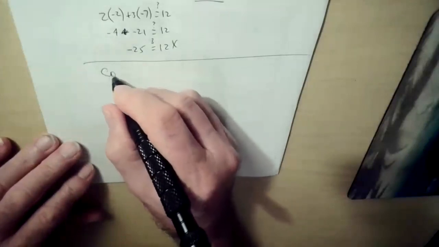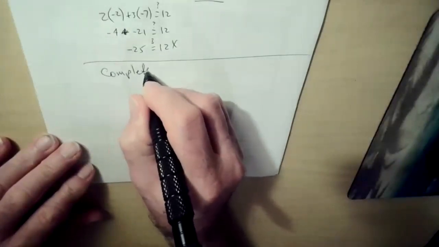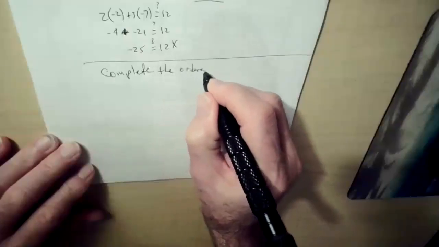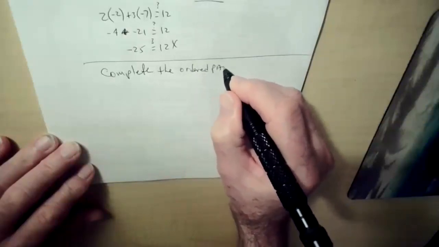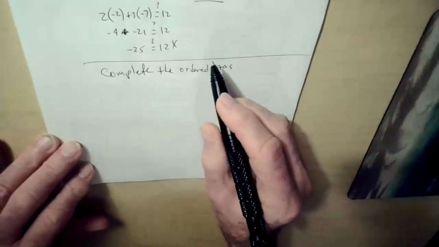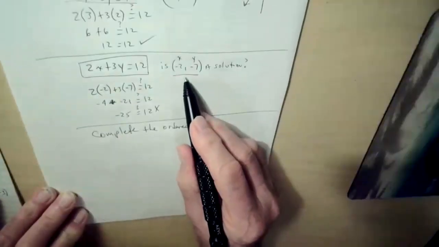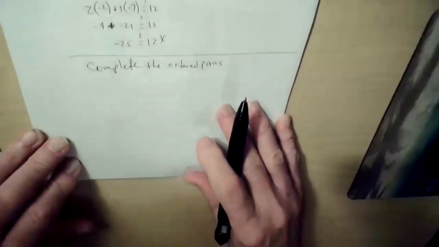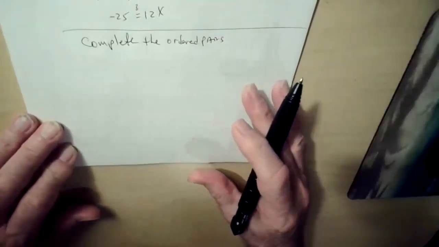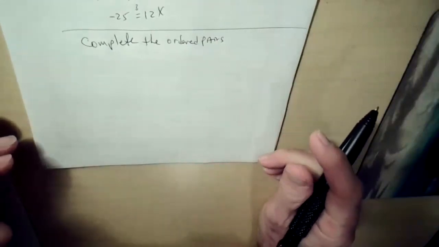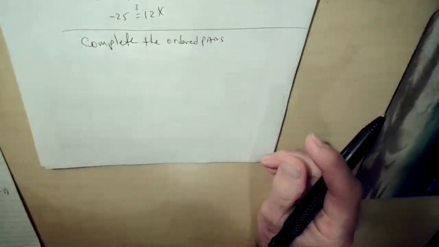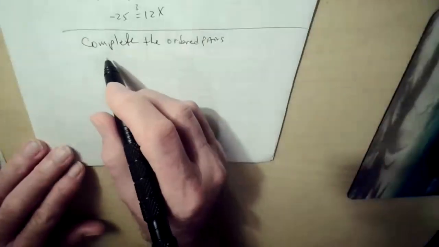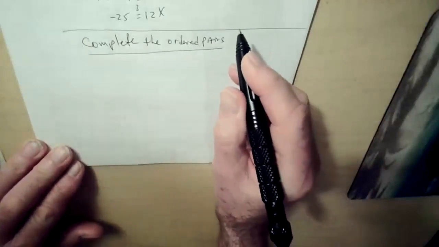Okay. We're going to complete the ordered pairs. Remember, ordered pairs are nothing more than a coordinate. This is an ordered pair. This is an ordered pair. Okay. It's real simple, but you look at it and think, holy moly, I can't do that. Well, you can. So if you're given this, complete the ordered pairs.